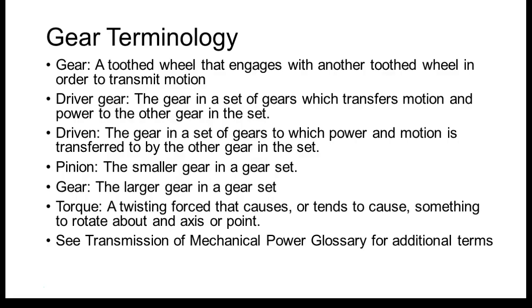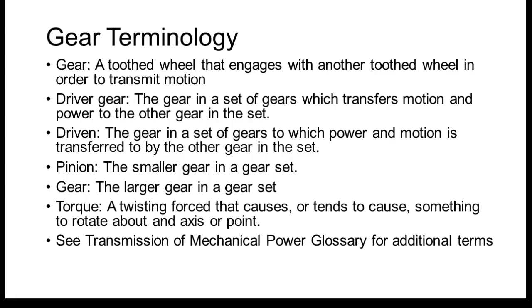So this is some terminology, and this is not all the terms we're going to look at. A gear is considered to be what we call a toothed wheel, right? That engages with another toothed wheel in order to transmit motion. Everybody understand that? And then we're going to use terms. We have the driver gear, also called the input gear. Now, a gear set is 2 gears. And then we have what we call a gear train, which will be multiple gears, right?